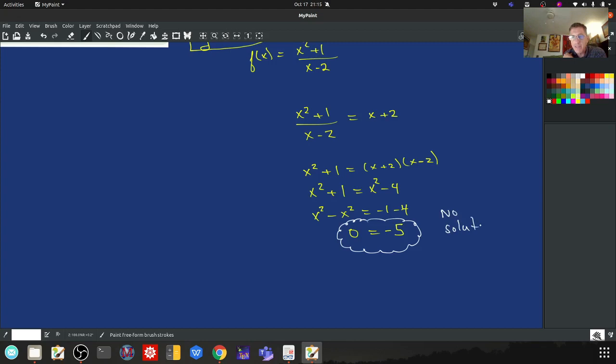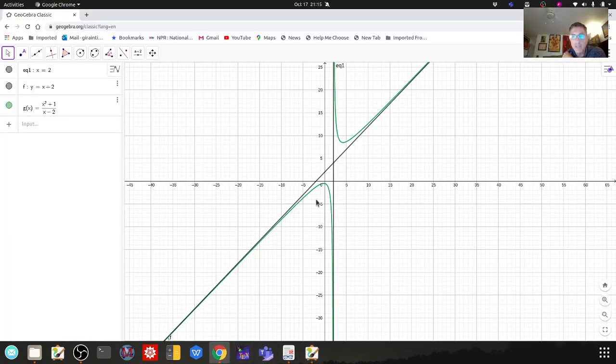So what that tells us in this particular case is that the graph does not intersect, in this case, the slanted asymptote at any point. And you can see that if you look at it. It never ever crosses it. And we'll do one of those. So that's what you do.